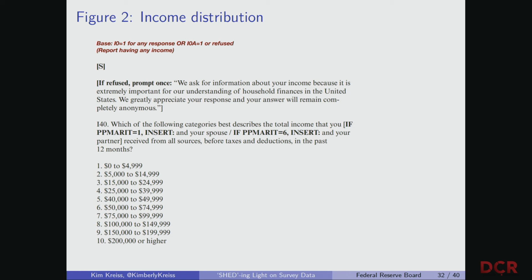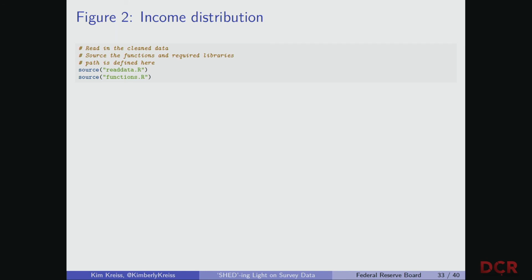This is one of those multiple choice questions where you can only select one of these. So we ask you which of the following categories best describes the total income that you and your partner receive from all sources, etc. So you pick one of those, and that will come up in our data the way I showed you earlier.